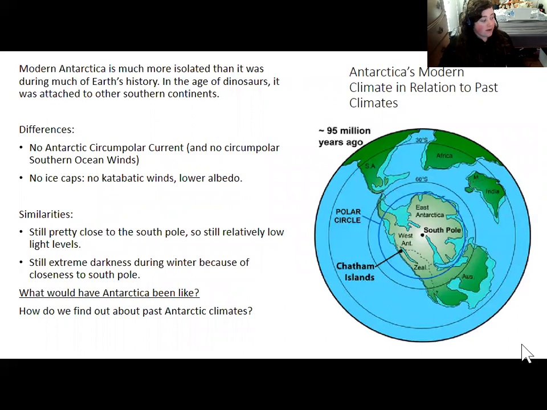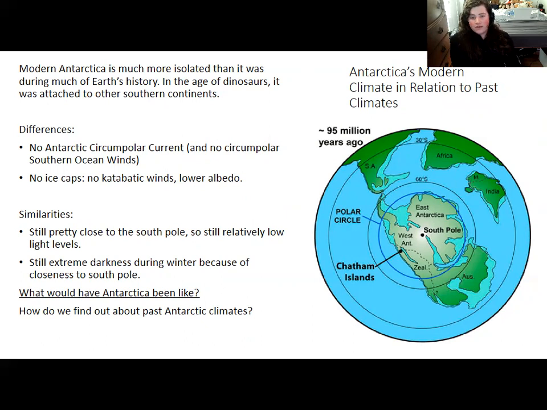Now, something we'll talk about in the coming weeks is that the continents move, and the location of the continents has played a long-term role in Antarctica's climate. Antarctica has been close to the South Pole for quite a while, but it's not always been there, and Antarctica hasn't always been as cold even when it's been fairly close to the South Pole.